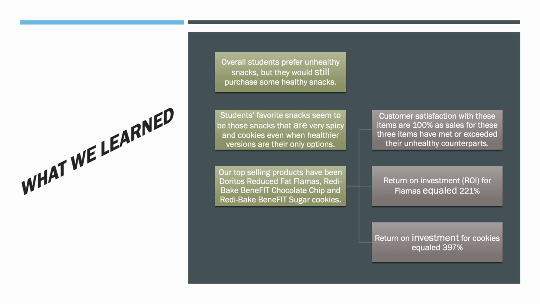Students' favorite snacks seem to be those snacks that were very spicy, and cookies, even when healthier versions are their only options. Our top selling products have been Doritos Reduced Fat Flamas, Ready Baked Benefit Chocolate Chip, and Ready Baked Benefit Sugar Cookies. Customer satisfaction rate with these items is 100%, as sales for these three items have met or exceeded their unhealthy counterparts. Return on investment for Flamas equals 221%. Return on investment for cookies equals 397%.